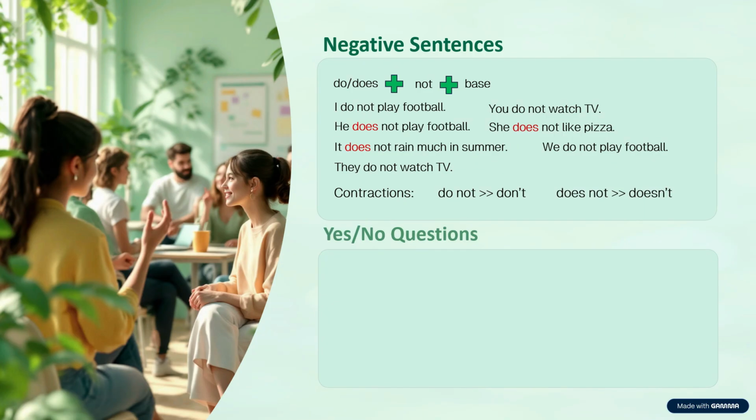Now let's look at yes/no questions with other verbs in the simple present. The key thing to remember is that we use the auxiliary verbs do and does at the beginning of the question. After the auxiliary, we put the subject and then the main verb in its base form. Even for he, she, or it, the main verb stays in the base form because does already shows that the subject is third person singular. Let's see some examples.